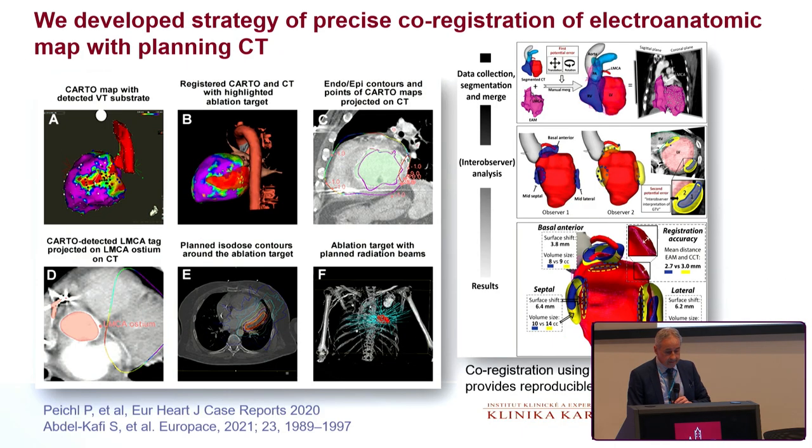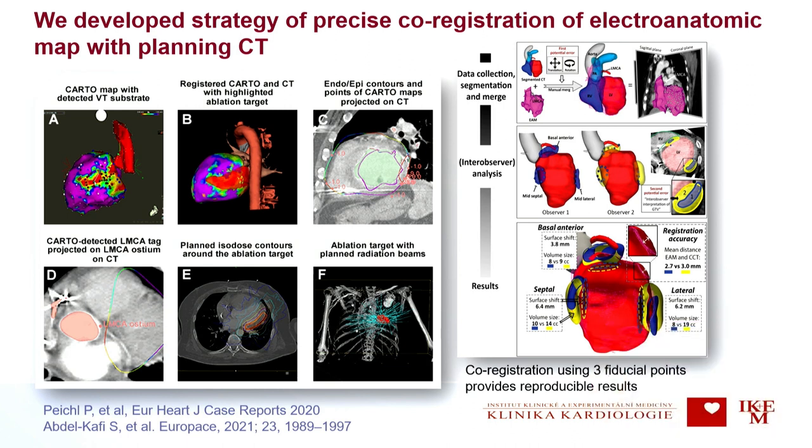So these are my arguments why body surface mapping together with imaging may not work the same way as if you do this kind of export of data from your mapping system, which is very precise. We developed that with the group of Katja Zeppenfeld, and this study on the right side of the panel shows that there is a very good reproducibility.